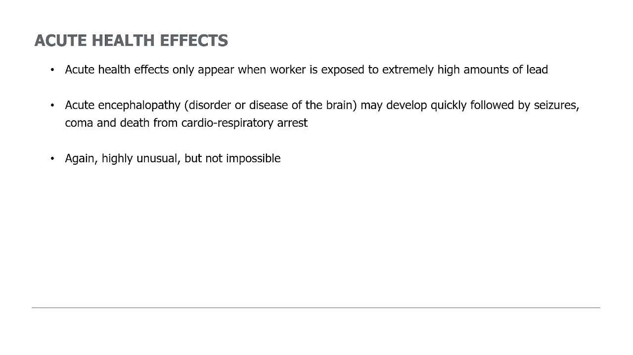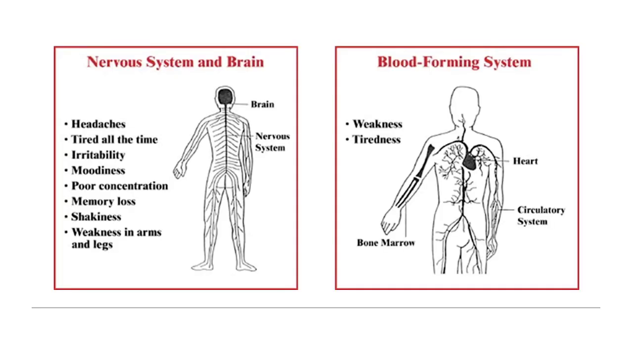Here's some acute health effects that can happen right after exposure to lead. Acute health effects only appear when the worker is exposed to an extremely high amount of lead. This can cause a disease of the brain, which may develop quickly, followed by seizures, a coma, and even death from cardiorespiratory arrest. Again, this is highly unusual, but it's not impossible to get extremely high amounts of lead. So these are not as common.